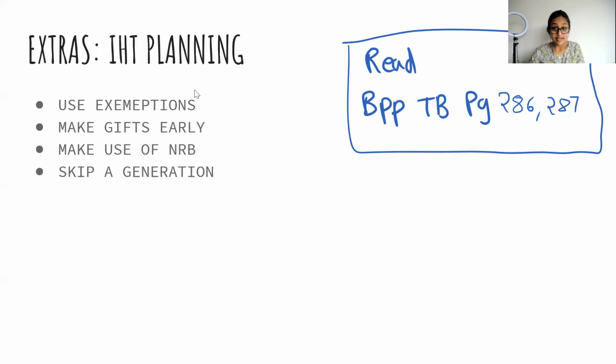Now, this is one theory area that could get tested. Like, how do you plan your IHT? How do you ensure that IHT is reduced? Use exemptions, make gifts early, make use of nil rate bands, skip a generation. To get more information on this, read BPP page number 286 to 287. We have a BPP workbook. It will also be there under the heading Basic Inheritance Tax Planning. So hope you go through this as well.